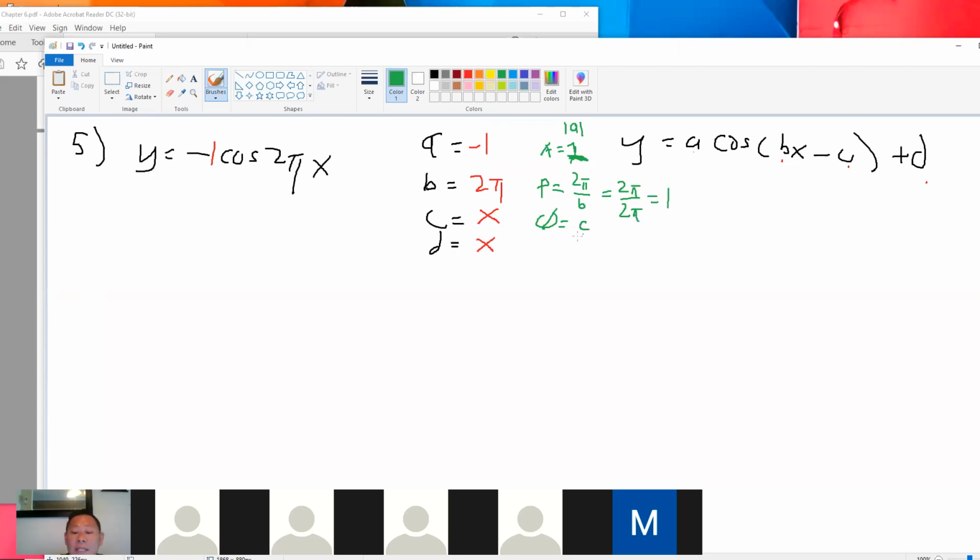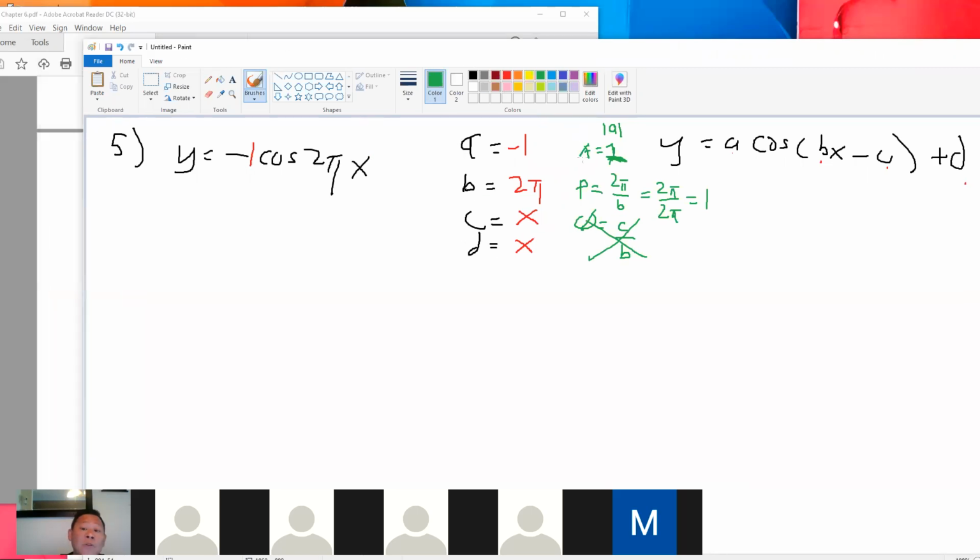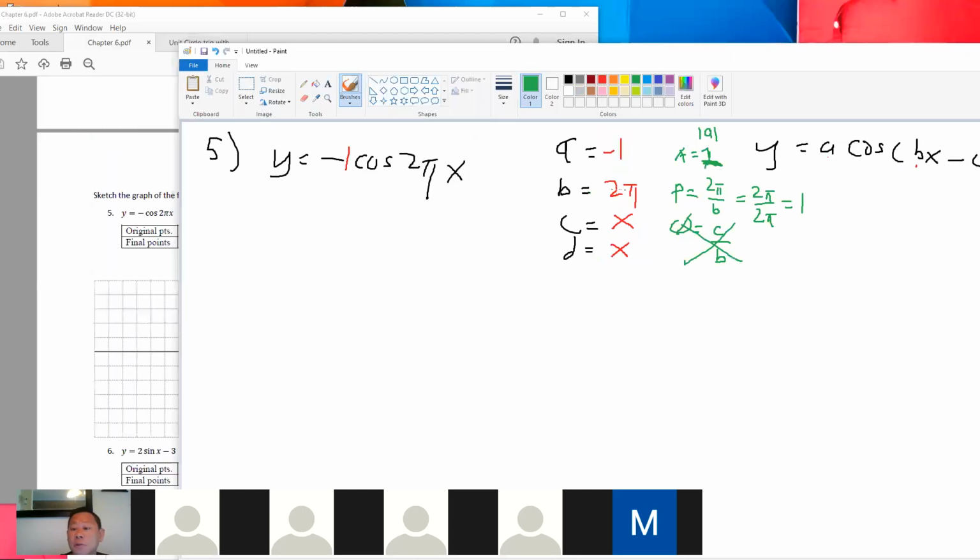Phase shift is C over B. But since there is no C, do we have a phase shift in this case? No. If you don't have C, you don't have a phase shift. So this is how you figure out your ABCD, your amplitude, your period, and your phase shift. This is usually the first 4 points in your test, so make sure you know how to do it.